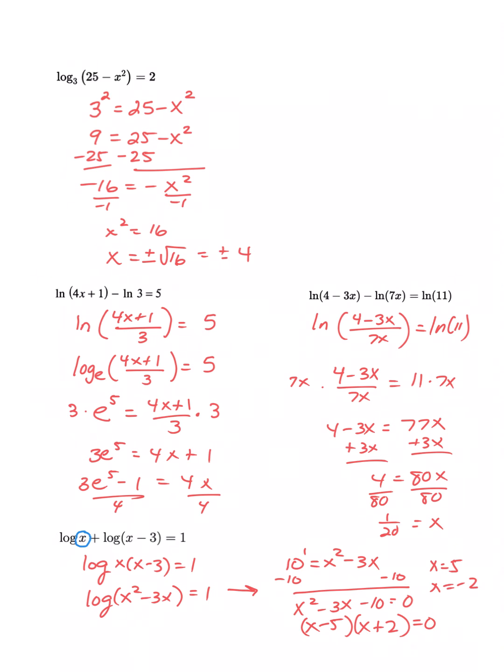Because that would say log base 10 of negative 2. And you can't have a negative sitting next to a log ever. 10 to any power never gives you -2 for an answer. So therefore, this is called an extraneous solution, and I can cross out the -2. And the only answer would be the 5, because it's the only one that works.